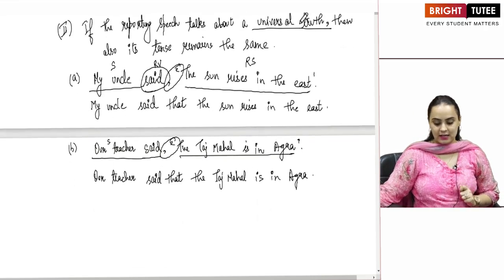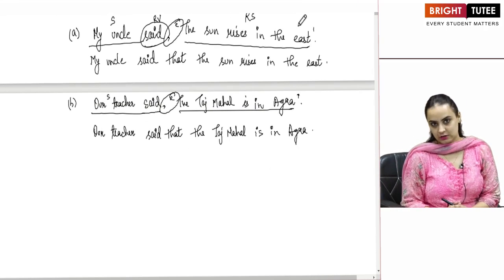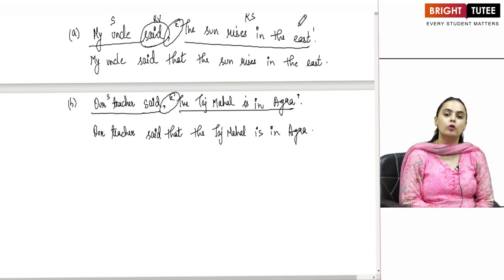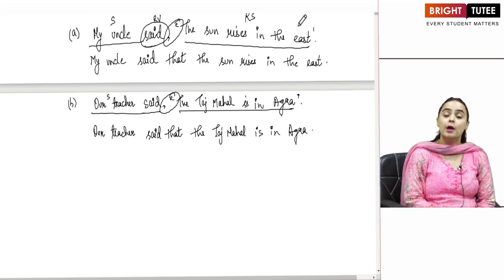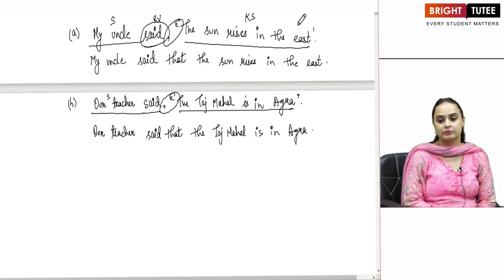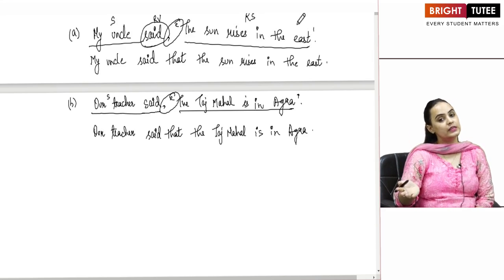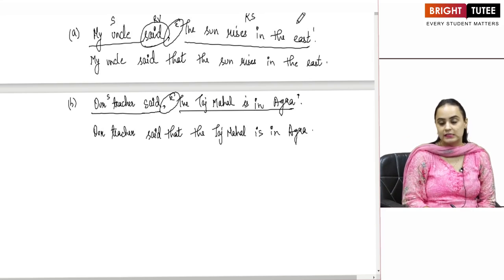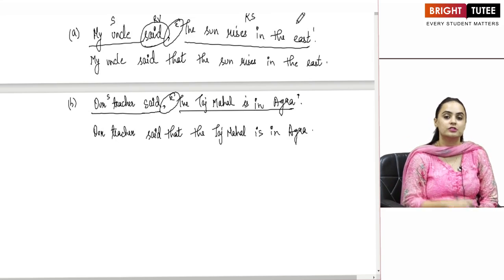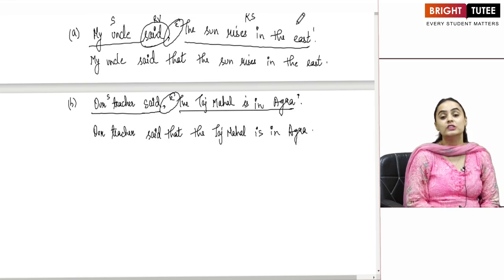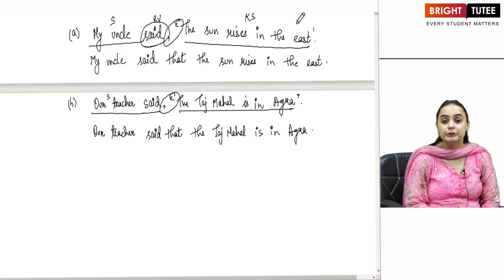Now the next thing that you must have observed: I have given you a lot of examples so far, but nowhere have I changed the reporting verb. If it is says, I have written says. If it is will say, I have written will say. If it is said, I have written said. When do we change the reporting verb?